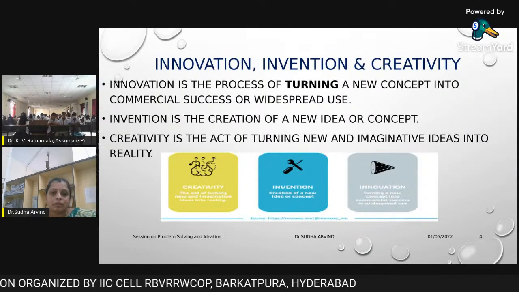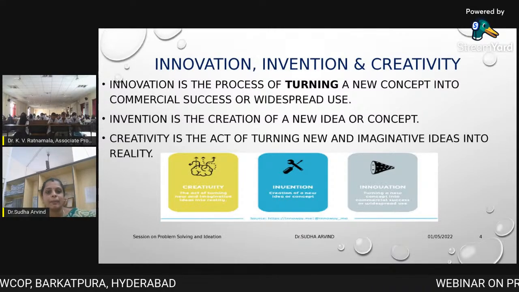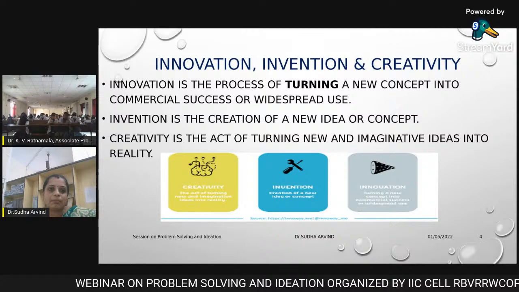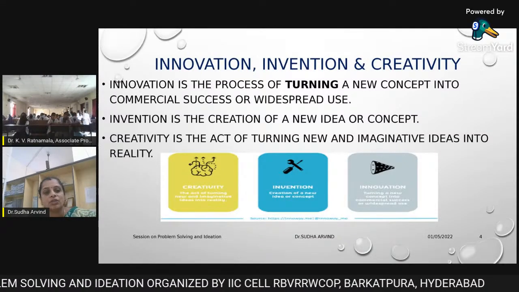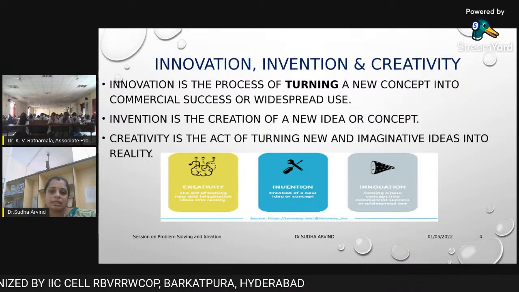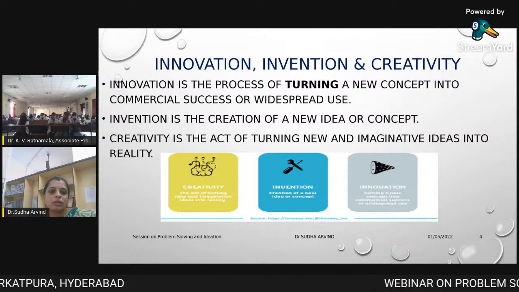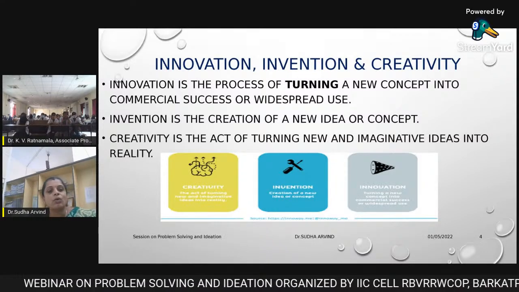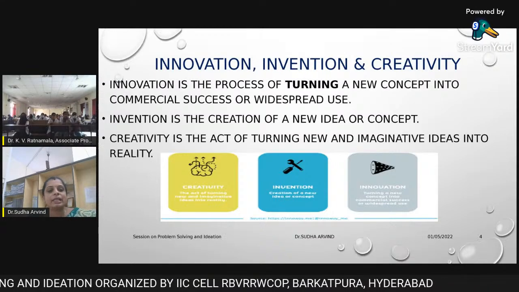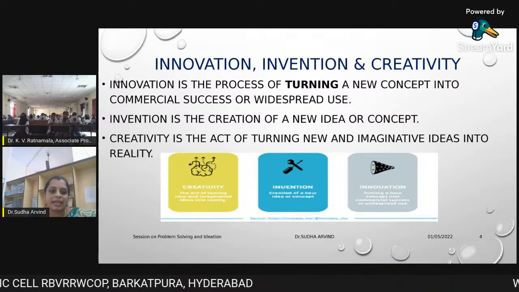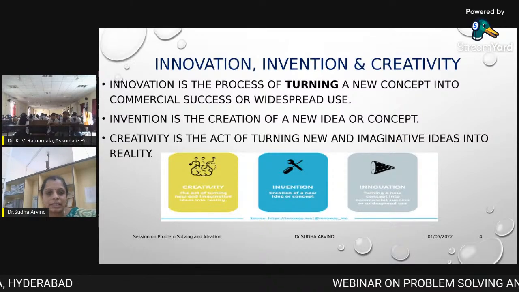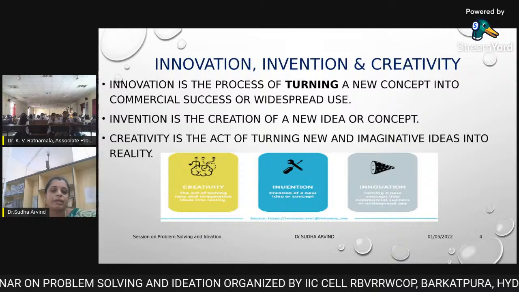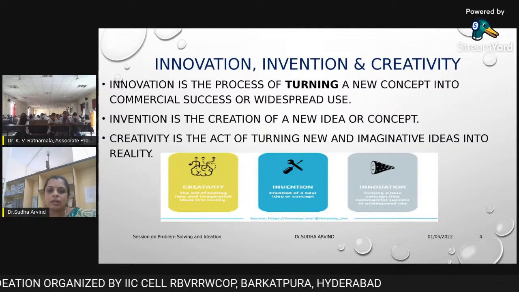Next, coming to the total definition aspect: innovation, invention and creativity. Whatever present concept is existing, as the requirement or the generation or the situation demands, you may go for a change in the concept. It's the process of turning a new concept into commercial success or widespread use. You people are going to have n number of ideas in your mind. Definitely you should see the feasibility aspect also, unless and until it is turned into some useful thing or some action is taken on what idea you have, any process done on the idea. Then that idea will not be useful. So it should be useful, meaning implementation should be done of that idea, like surrounding day-to-day activities.